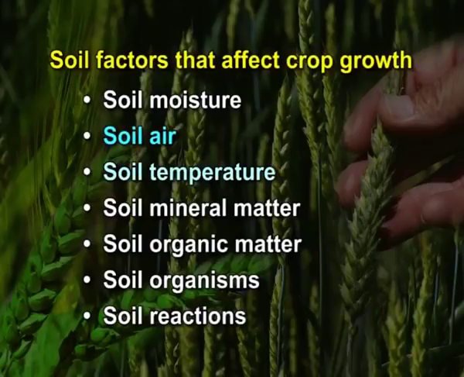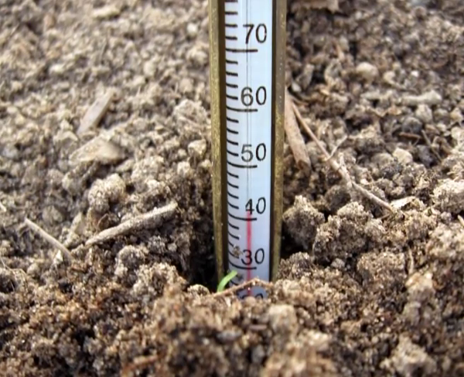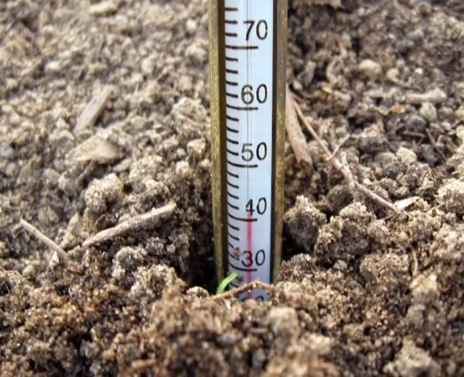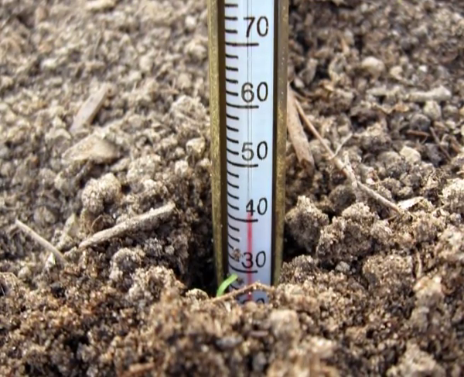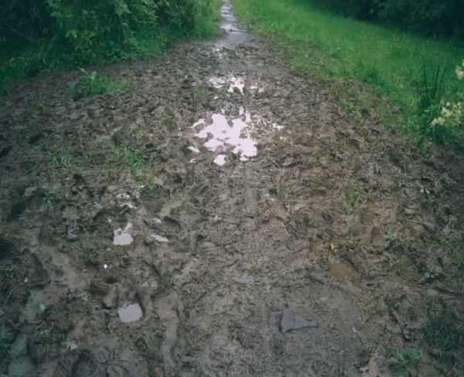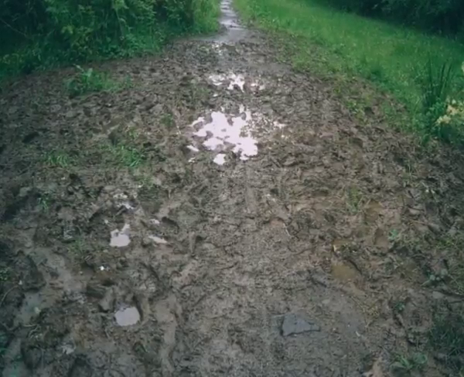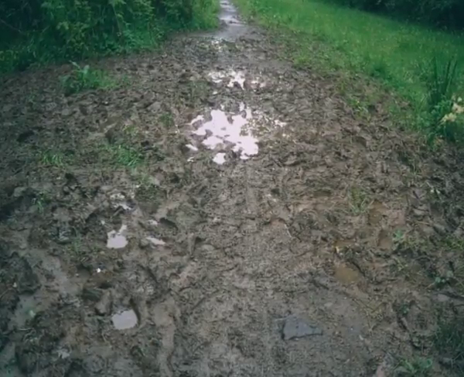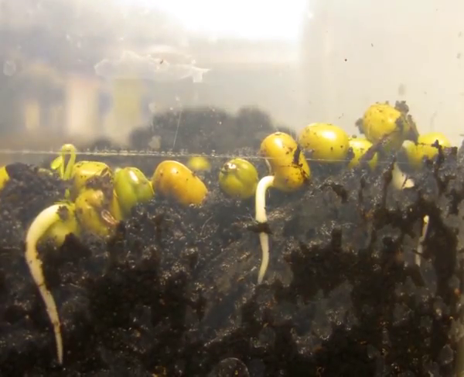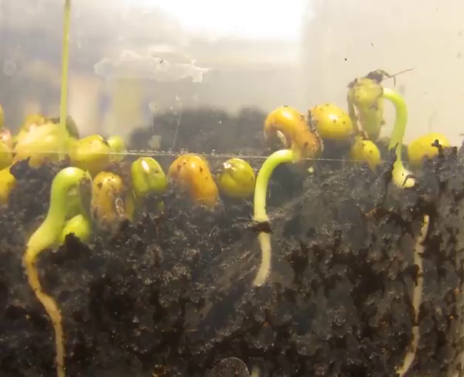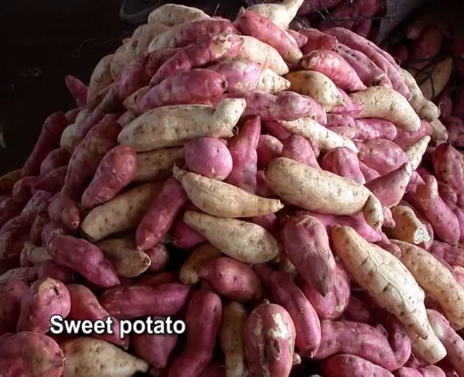Let's outline prominent points about soil temperature. Soil temperature affects the physical and chemical processes going on in the soil. It influences the rate of absorption of water and solutes, that is the nutrients. It affects the germination of seeds and growth rate of underground portions of crops like tapioca, sweet potato.